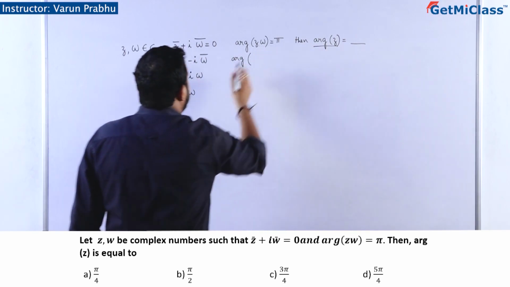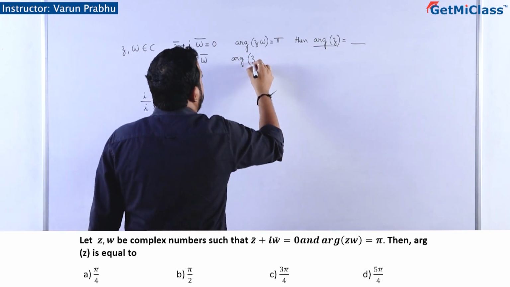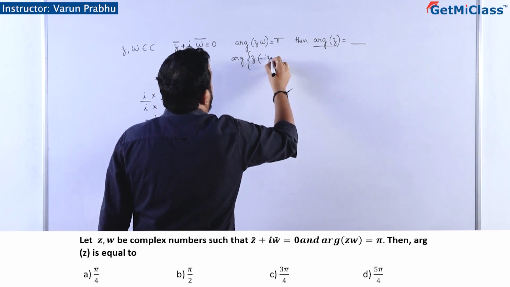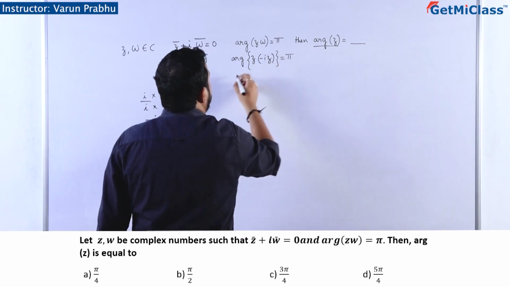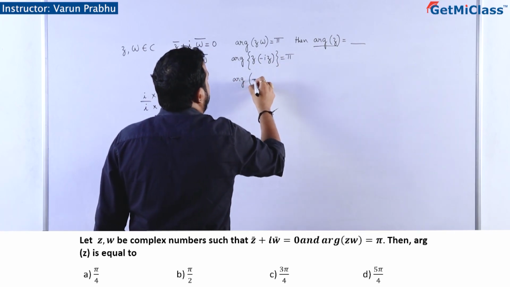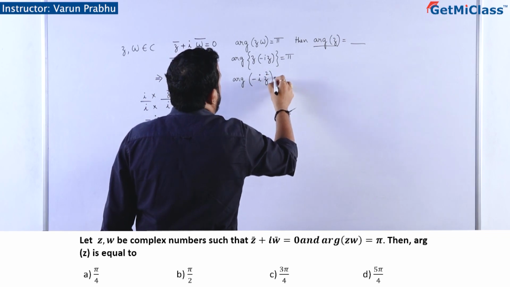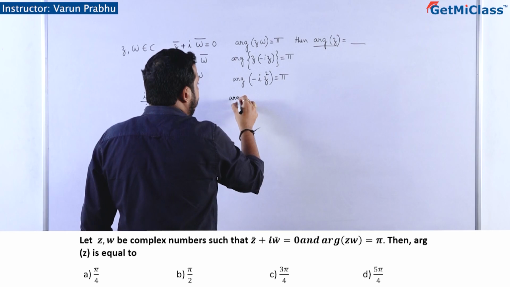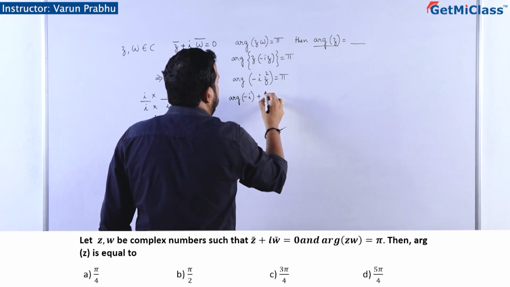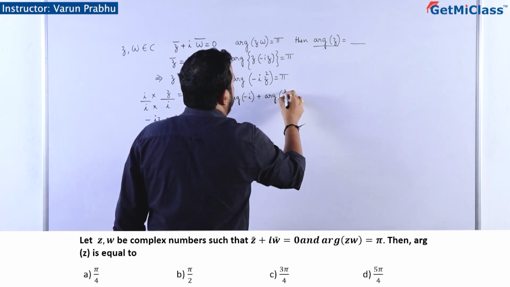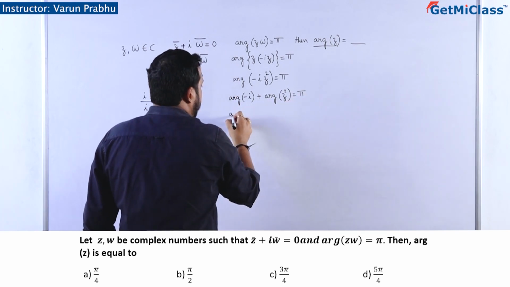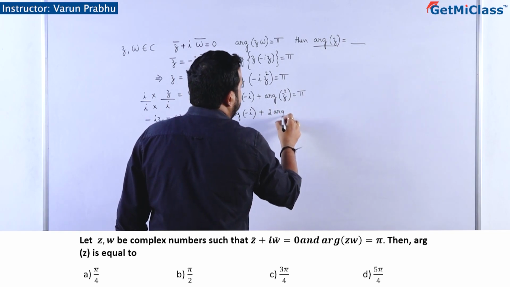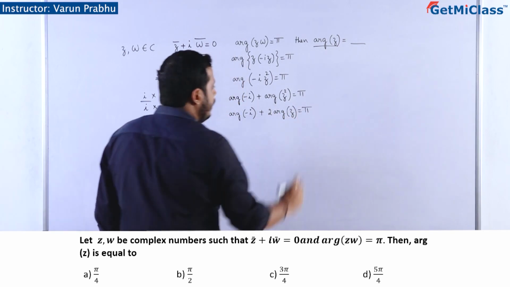I am interested in finding out the argument of z, which means I will suitably replace omega, as here, I will replace this as minus i into z. Is it okay? Minus i into z, that is equal to pi. So argument of minus i times z square is equal to pi. So I can write argument of minus i plus argument of z square is equal to pi. So argument of minus i plus 2 times argument of z is equal to pi. Is it okay?